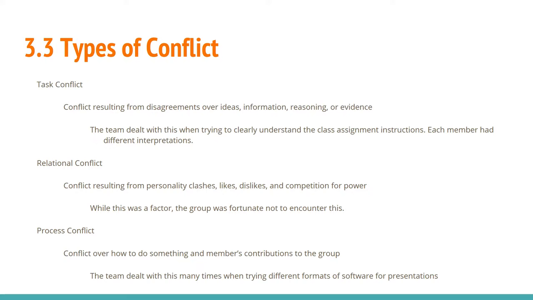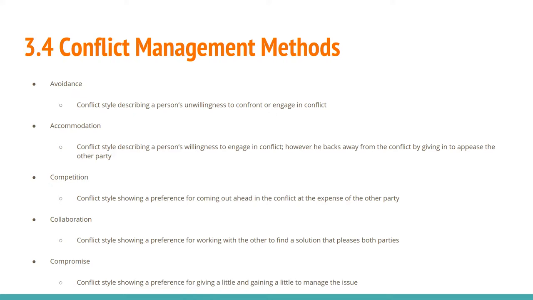Different methods of conflict management is avoidance. It's a conflict style describing a person's unwillingness to confront or engage in conflict. Accommodation, which is a conflict style describing a person's willingness to engage in conflict. However, he backs away from the conflict by giving in to appease the other party.